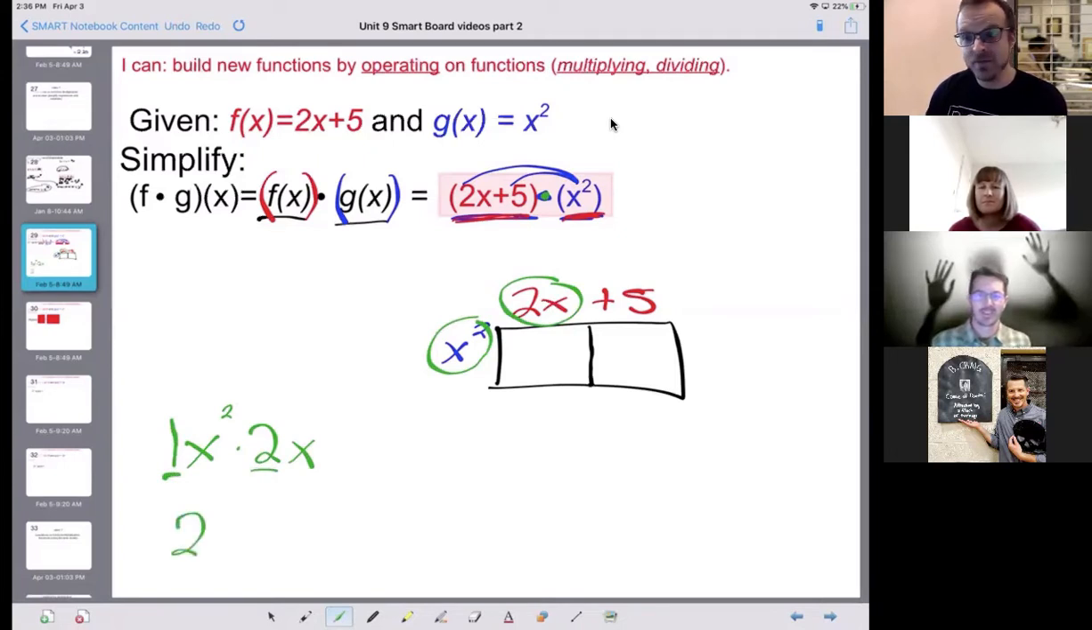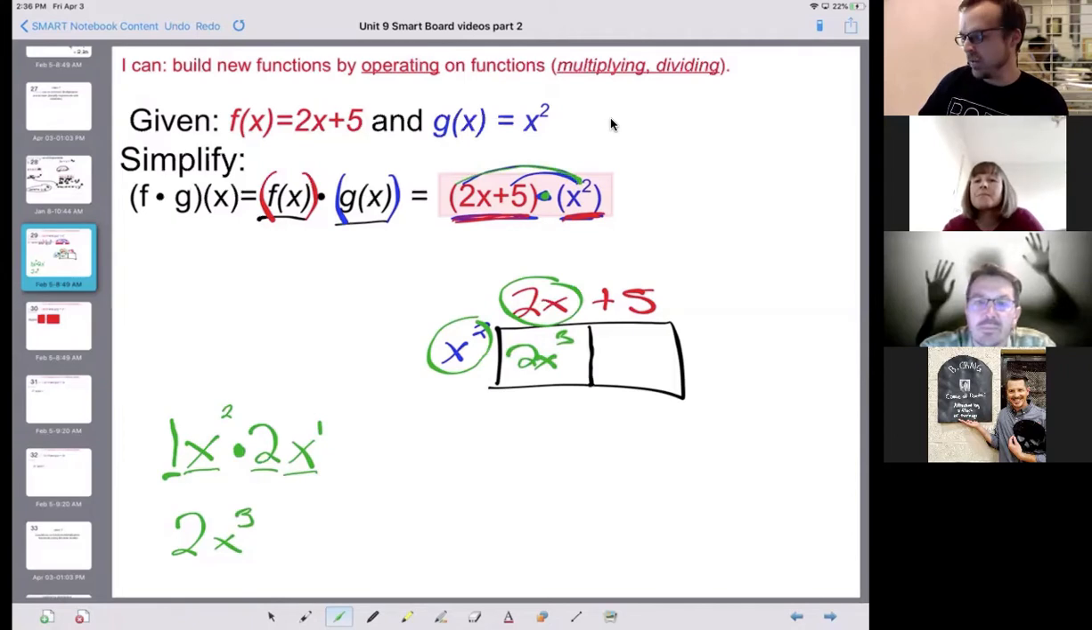And then I'm going to multiply my variables. X squared times x. And like we went over in the review, this is x to the power of 1. Because we're multiplying those variables, x squared times x to the power of 1, we just add the exponents. So x to the power of 3, that's right. So x squared times 2x is 2x to the power of 3. And that's for the first multiplication. It would be like distributing here.